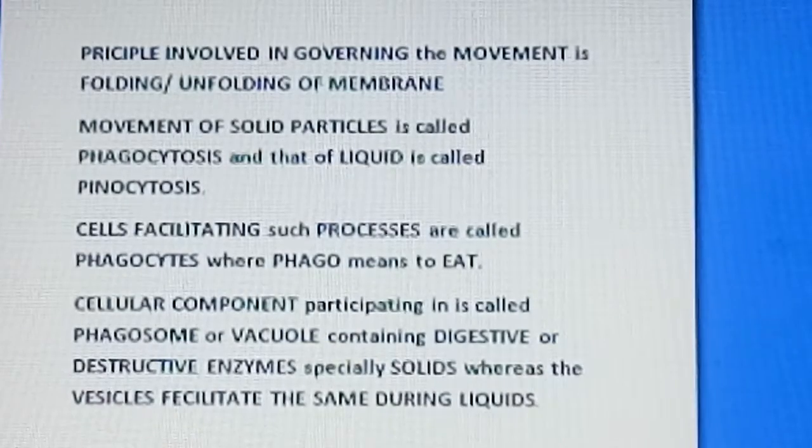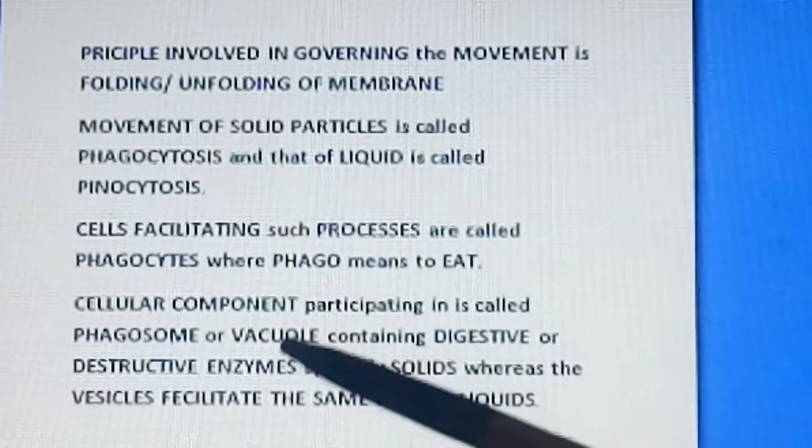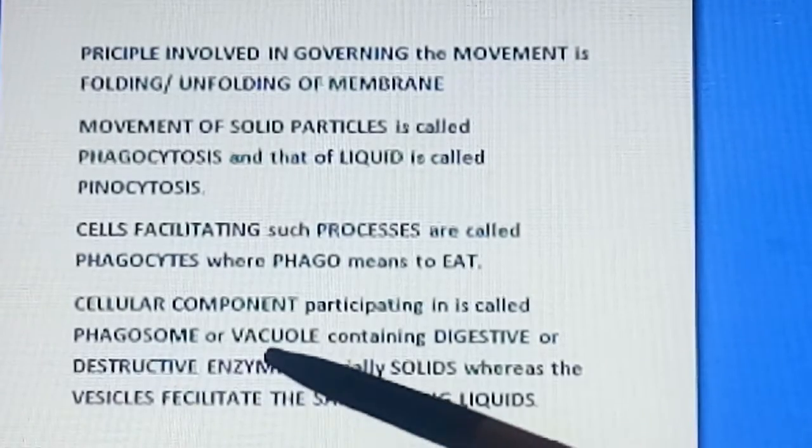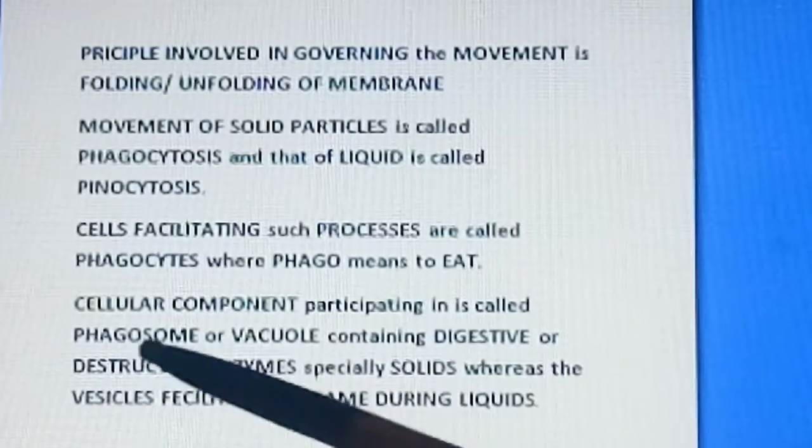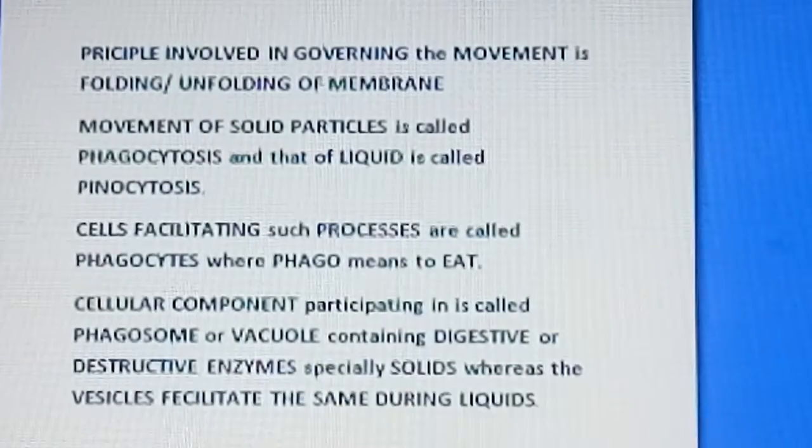What does this word phago mean? Phago means eating. So such cells are known as phagocytes. Now, the cellular component inside the cell, known as phagosome or vacuole, we shall discuss when we start the cell organelles from tomorrow. So what is that vacuole? Vacuole is also called a phagosome, and it is there inside the cell.